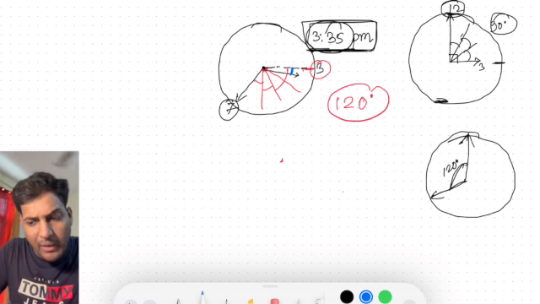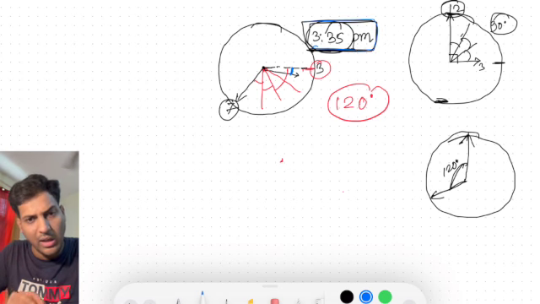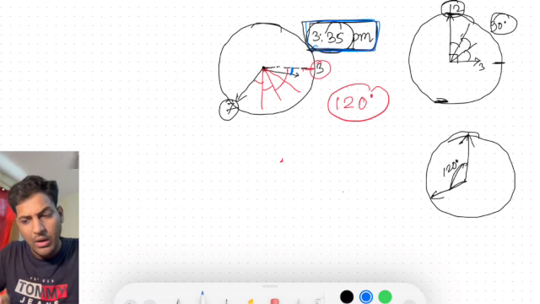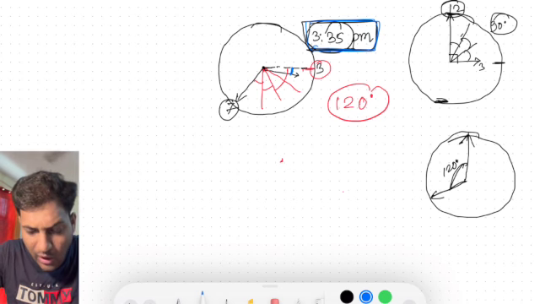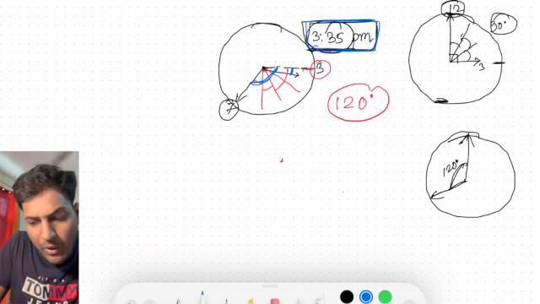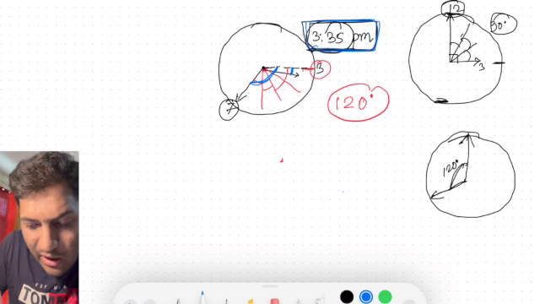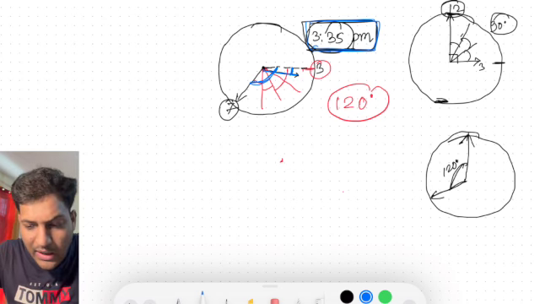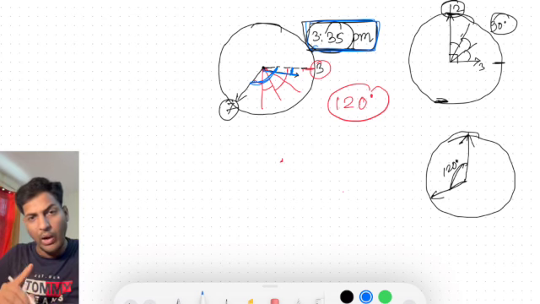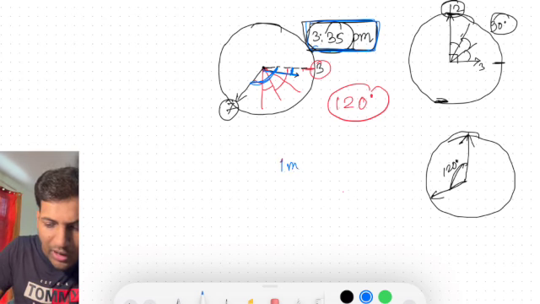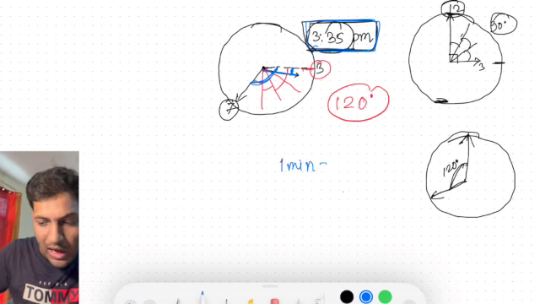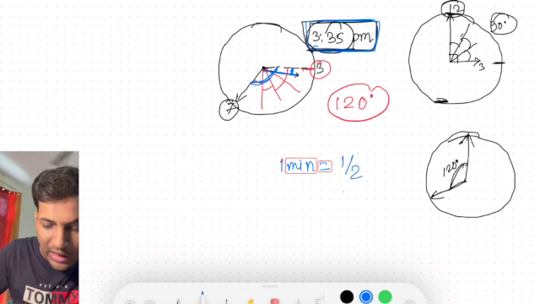What is the angle between the two hands of the clock at 3:35? This is what we are solving. Now the total angle from here to here is 120. The only problem is our hand is here now and it has moved by this much angle. Now I already told you in 1 minute what was the movement rate of our hand. In 1 minute our hand was moving half a degree.